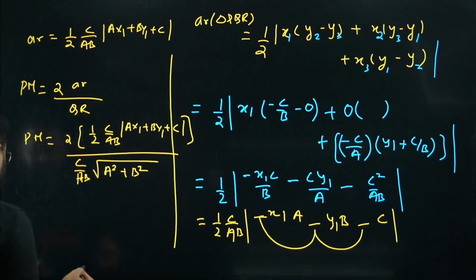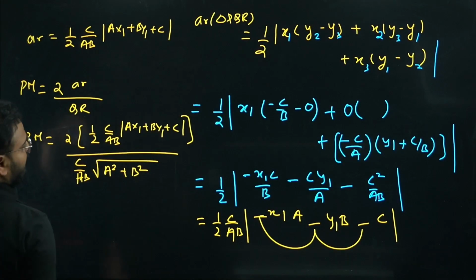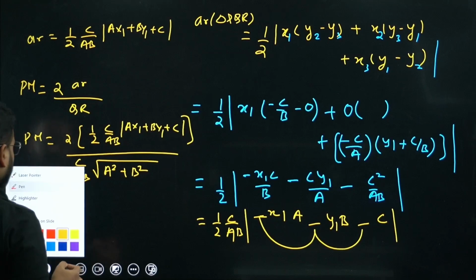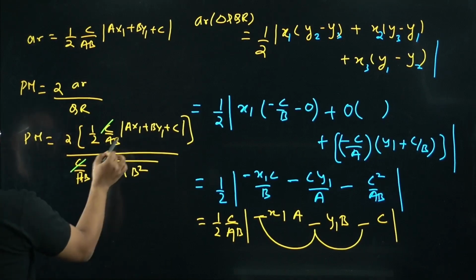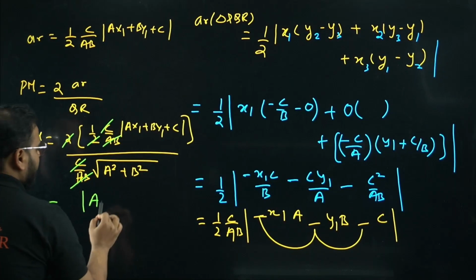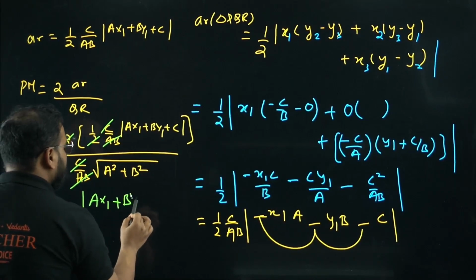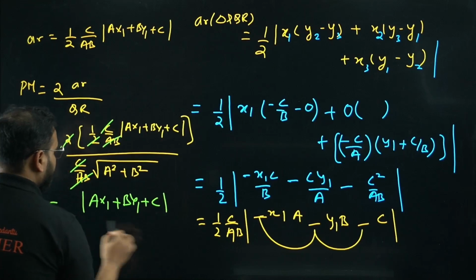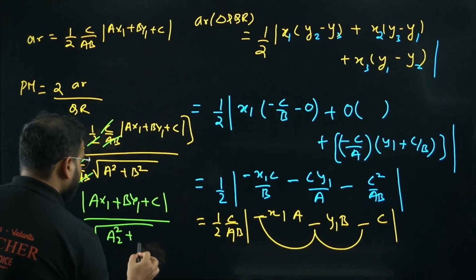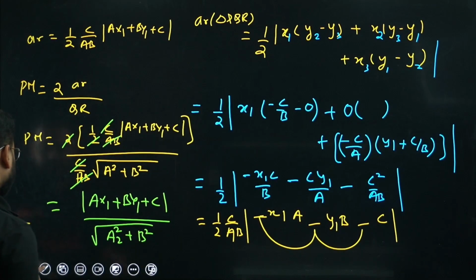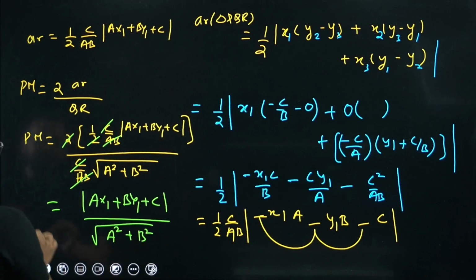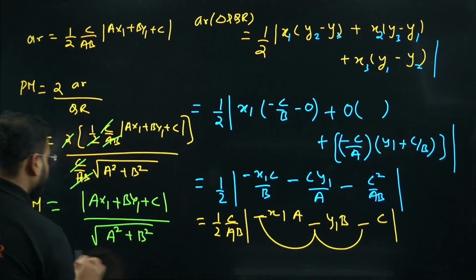Okay, now let me erase this part over here, not required. So what I'm getting now, please check. I can cancel C with C, AB with AB, 2 with 2. What I'm getting now is simply mod of AX1 plus BY1 plus C divided by root of A square plus B square. This is my value of the distance PM.